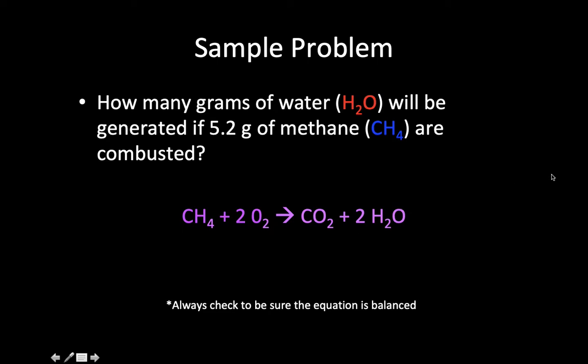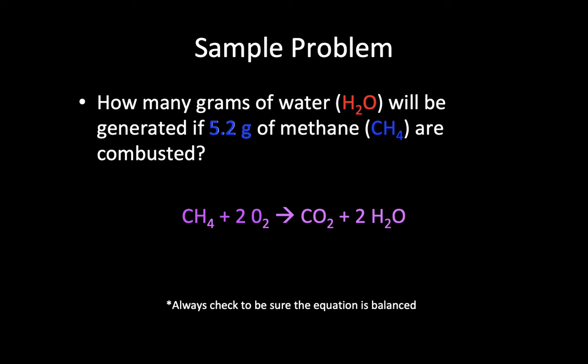One thing to always check is to be sure that your chemical equation is balanced. If it's not balanced, we wouldn't have the correct coefficients to do our mole-to-mole ratio later in the problem. Looking at this one, this particular equation is already balanced, so we're okay to proceed to our first step.